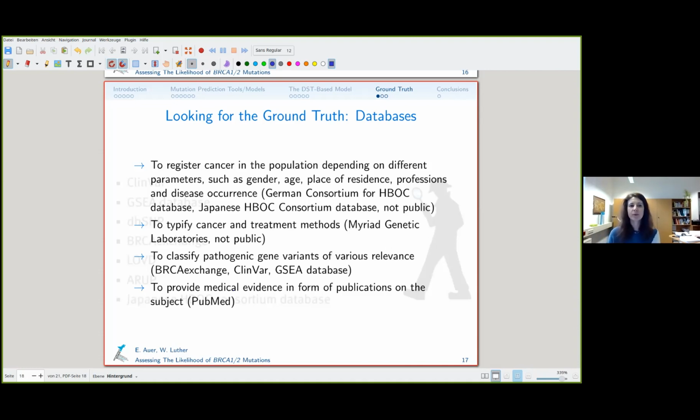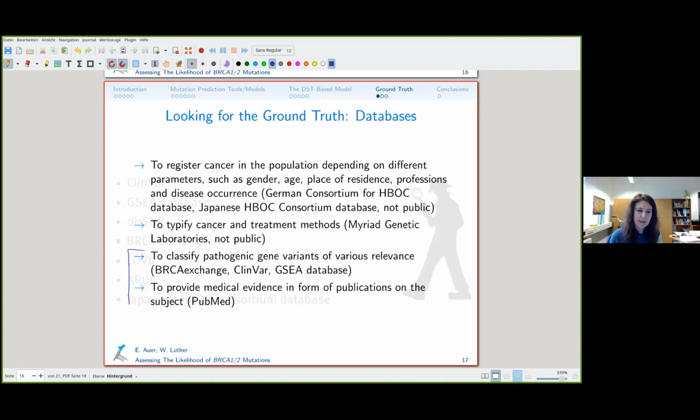For example, we can have databases in Germany or in Japan that register cancer in the population depending on different parameters such as gender, age. This is exactly what we need. Or the type of cancer and treatment methods. All of those databases are not public, so we need some kind of cooperation. And also they are quite biased and cannot be used together at the moment, altogether.